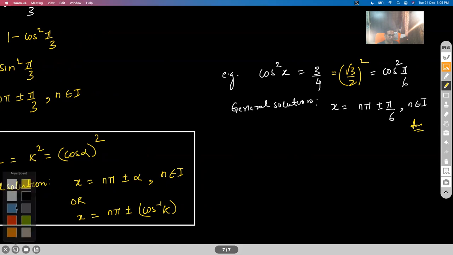Now, let's talk about a similar set for tan also. Let's say if I ask you tan square x is 3. Write down the general solution for this. Now all of you please pay attention. Saying this is as good as saying this. Correct me if I'm wrong. Correct? Or tan square pi by 3.